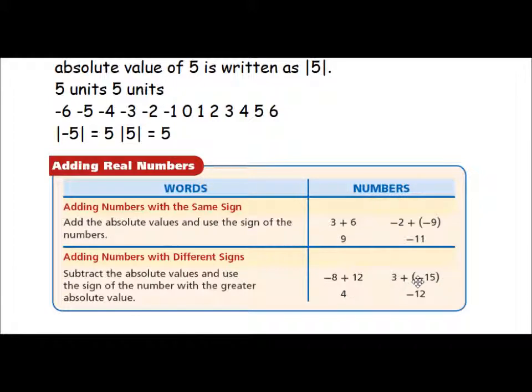In this case, we are adding 3 plus -15. 3 plus -15 means we have to subtract the absolute values. 15 minus 3 gives you 12. And which sign has the greater absolute value? This minus sign has the greater absolute value of 15. So we will use this sign in the answer.